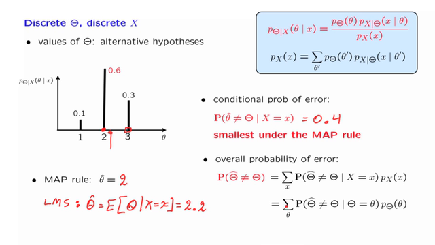Finally, I would like to make an important observation. We argued that for any particular choice of an observation, the MAP rule achieves the smallest possible probability of error. So, under the MAP rule, this term is as small as possible for any given value of the random variable capital X. Since each term of this sum is as small as possible under the MAP rule, it means that the overall sum will also be as small as possible. And this means that the overall probability of error is also smallest under the MAP rule. In this sense, the MAP rule is the optimal way of coming up with estimates in the hypothesis testing context, where we want to minimize the probability of error.